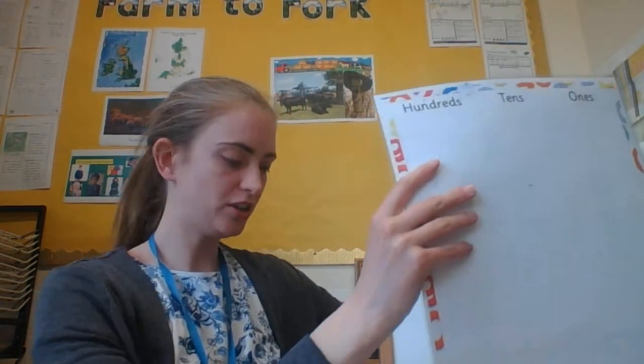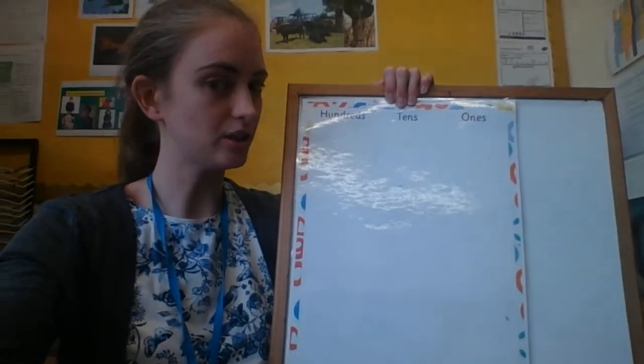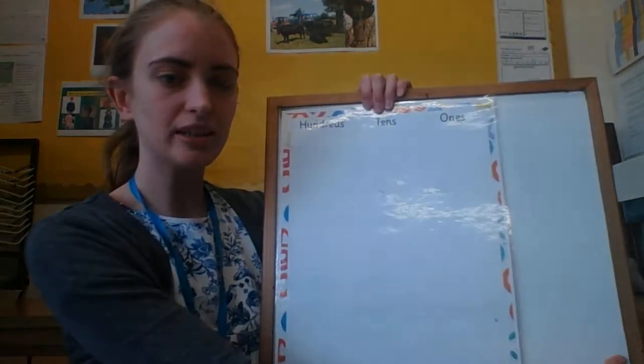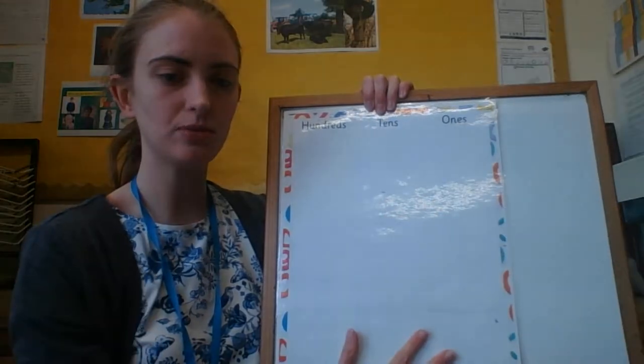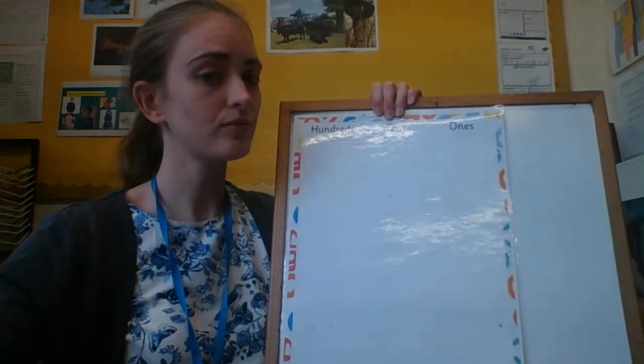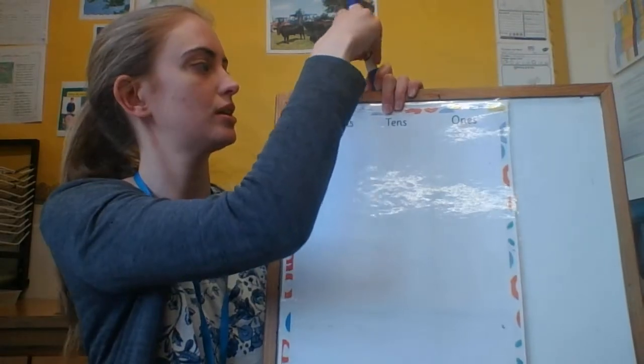So if I move on, I'm just going to go through a few examples with you of column method. So I have got my board here. I will move that slightly so hopefully you can see it. And then I'm going to write the calculation here. So I will show you here what I'm doing in base 10 and here what I am doing with the numbers and how I would write it in my book.